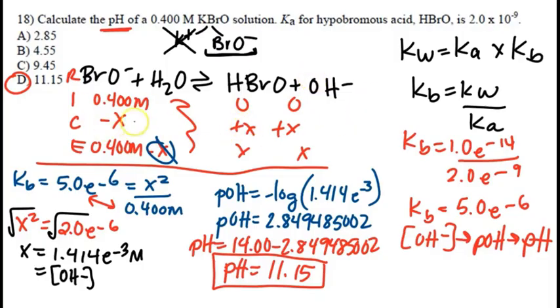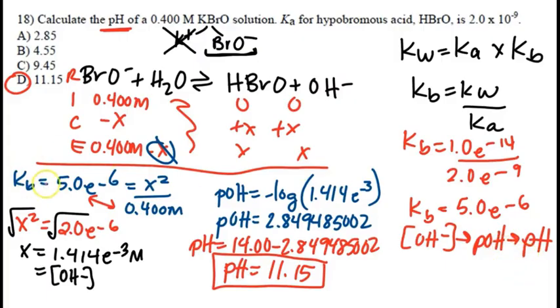Now, for the change, it's going to be minus X for our reactants and plus X for our products. And then finally, for equilibrium, I have 0.400 molar minus X. But since our Kb value is small enough, I go ahead and make the assumption up front. And then for our products of HBrO and OH minus, they're simply going to be equilibrium values of X. So as soon as I solve for X, I automatically will have the OH minus concentration, and I can go forward to get the pOH and then the pH.